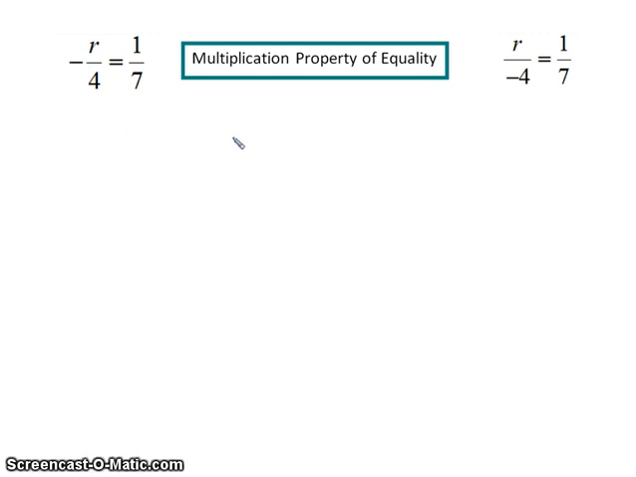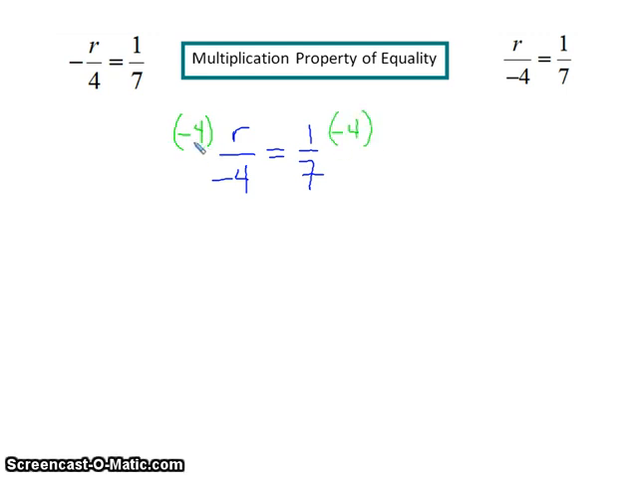So let's solve this. We have r divided by -4 is equal to 1/7. So this time we want to use our identity property of multiplication. We want to get a 1 in front of the r. We want to isolate r. And r is isolated when it's 1 times r. So we're going to multiply both sides by -4.